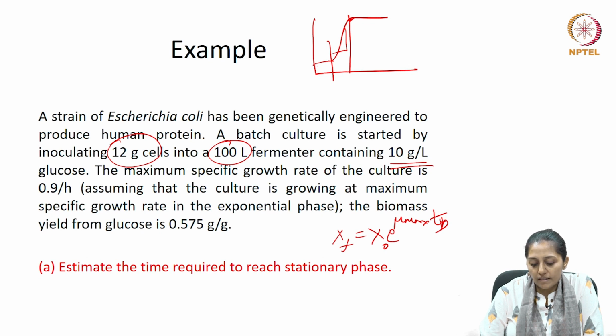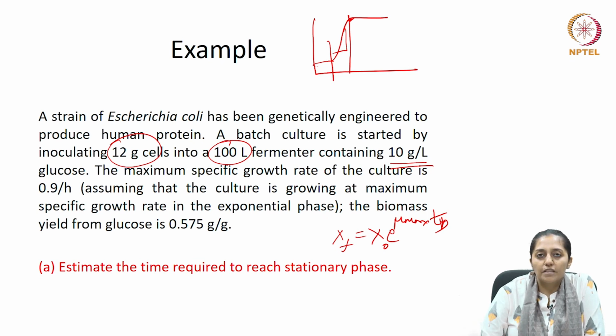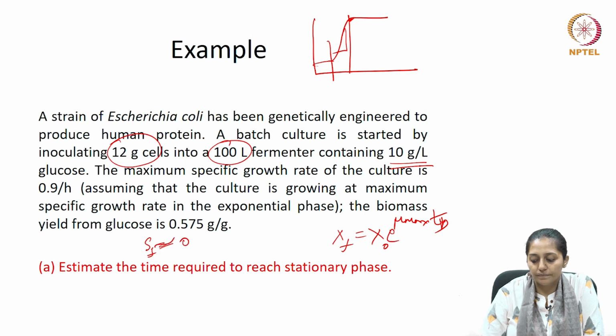So now, how do we calculate the time? Any guess? Right. If you remember, it will reach the stationary phase when the substrate is consumed completely. So, there is substrate depletion, and only then will it reach the stationary phase. So, you can assume that the final substrate concentration is nearly 0.